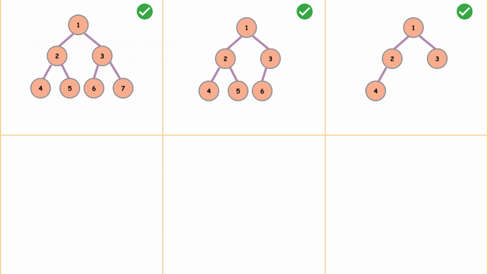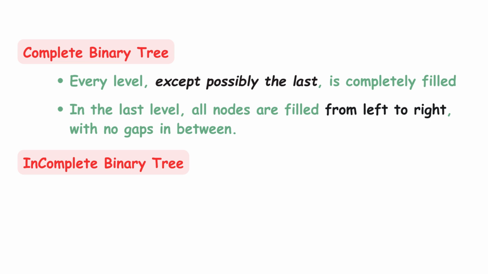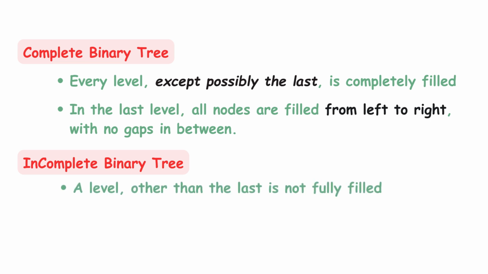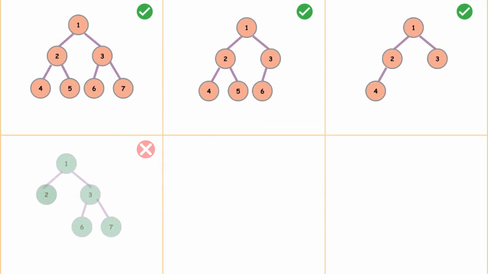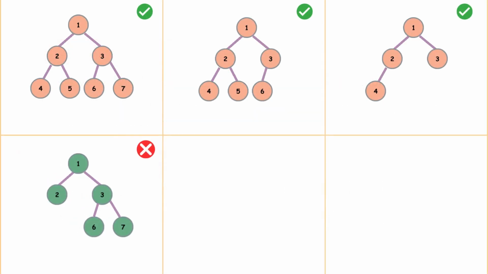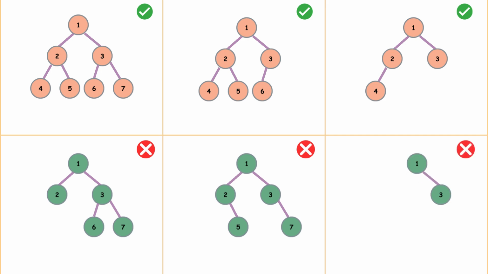should grow. An incomplete binary tree is one where a level other than the last is not fully filled, or the last level has gaps where nodes aren't filled from left to right. This tree is incomplete because node 2 has no children while node 3 does, and it breaks the left to right filling rule. This tree again breaks the left to right filling rule. This one is obviously incomplete because there is no left child of the root.